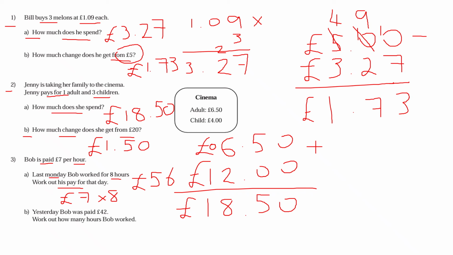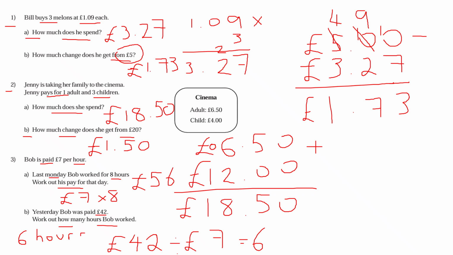Part B, yesterday Bob was paid £42. Work out how many hours Bob worked. We're going to do £42 divided by £7. So how many times does 7 go into 42? Well, it goes in 6 times fully. So Bob worked 6 hours to earn £42, based on this information.